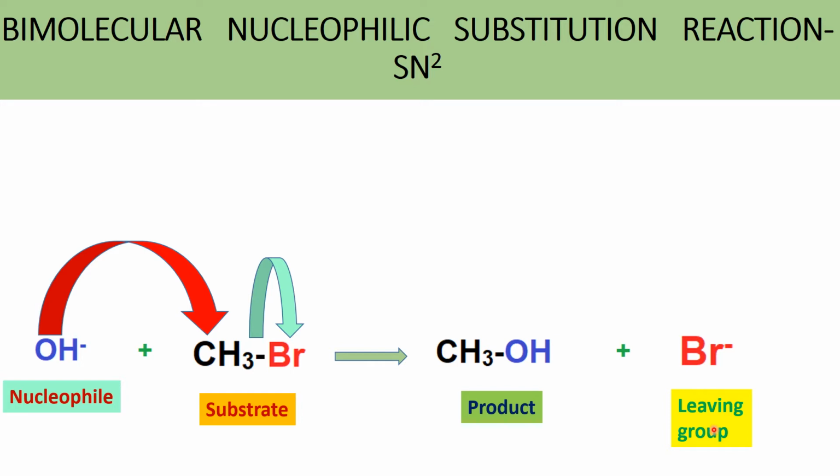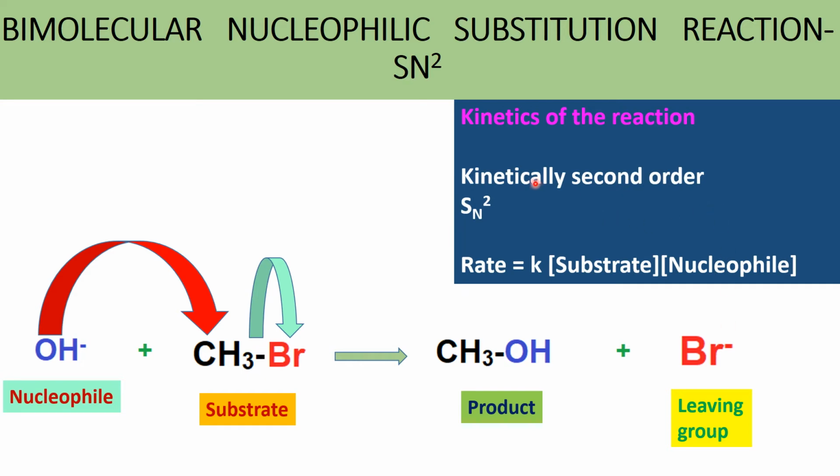Here you can see the kinetics of the reaction. It is a kinetically second order reaction. That means the rate law of the reaction is rate equals K into concentration of the substrate and concentration of the nucleophile. So the reaction depends upon both the concentration of the nucleophile and the substrate. So it is a second order reaction. So SN2 means bimolecular nucleophilic substitution reaction.